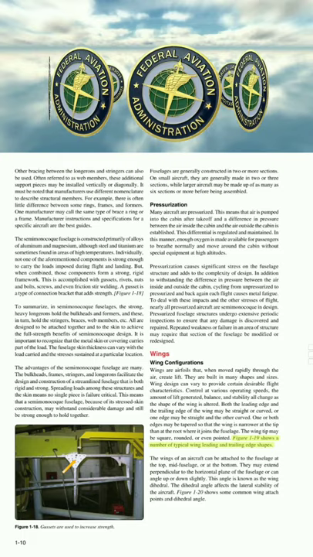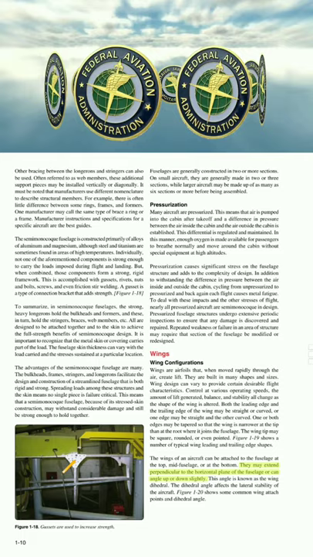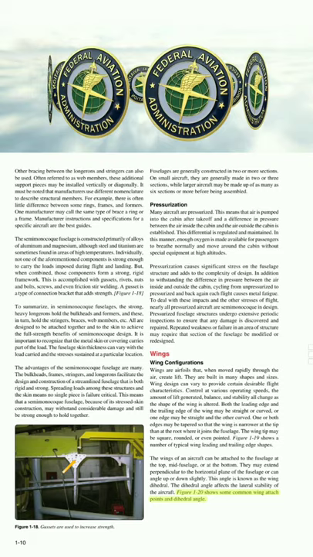The wings of an aircraft can be attached to the fuselage at the top, mid-fuselage, or at the bottom. They may extend perpendicular to the horizontal plane of the fuselage, or can angle up or down slightly. This angle is known as the wing dihedral. The dihedral angle affects the lateral stability of the aircraft. Figure 120 shows some common wing attach points and dihedral angle.